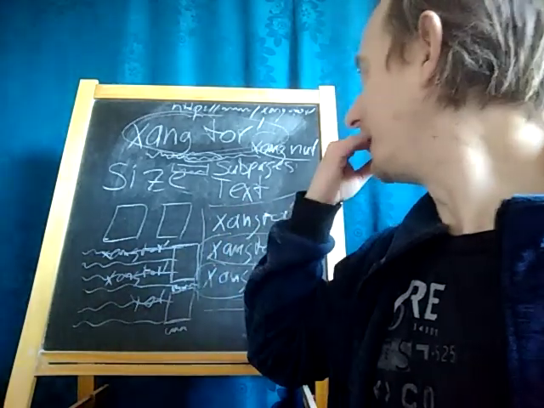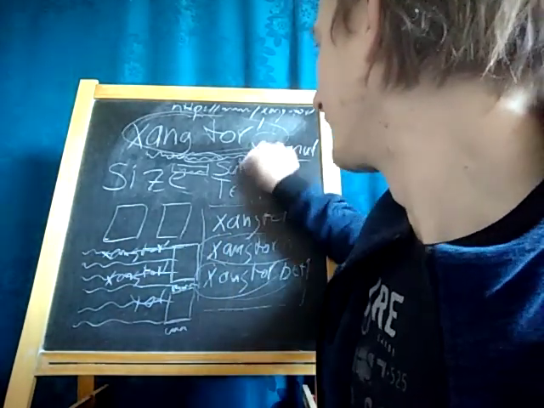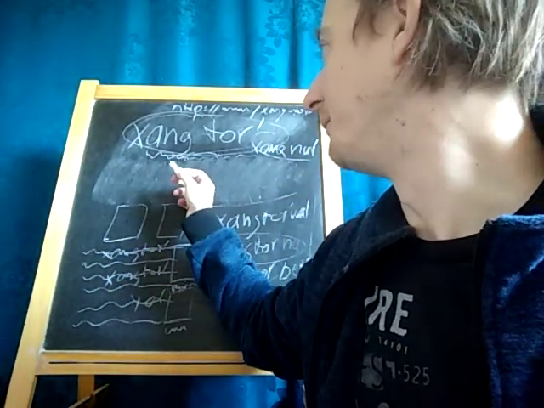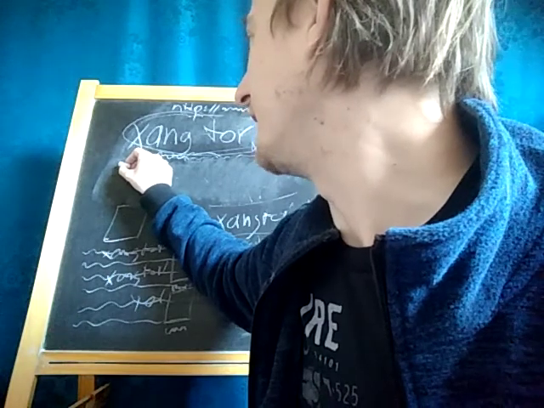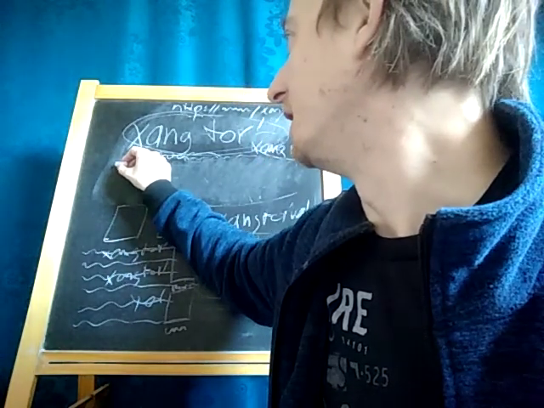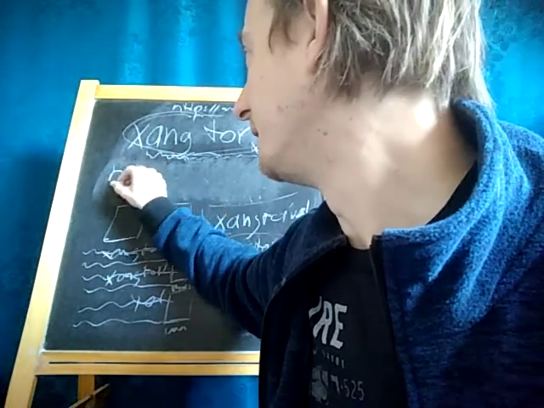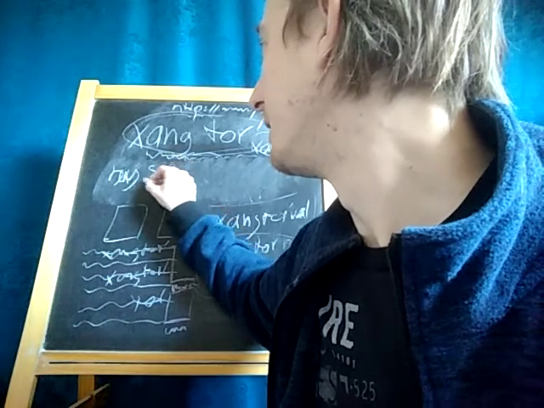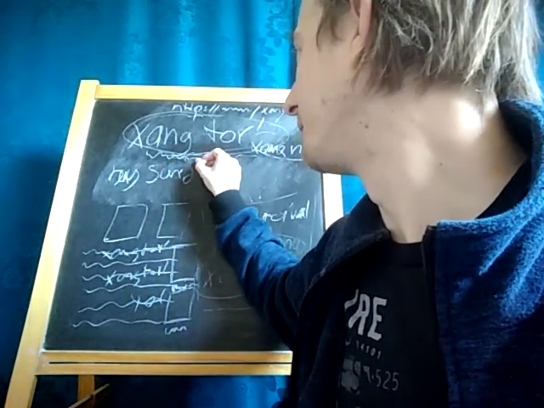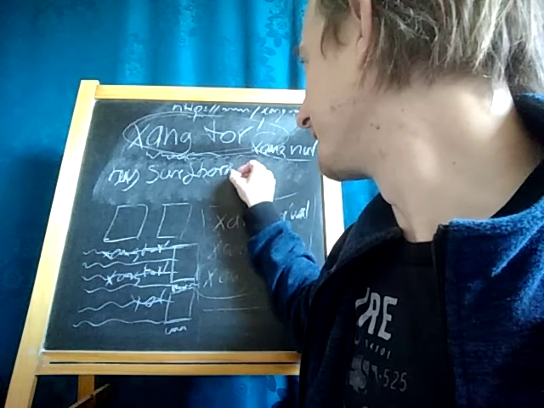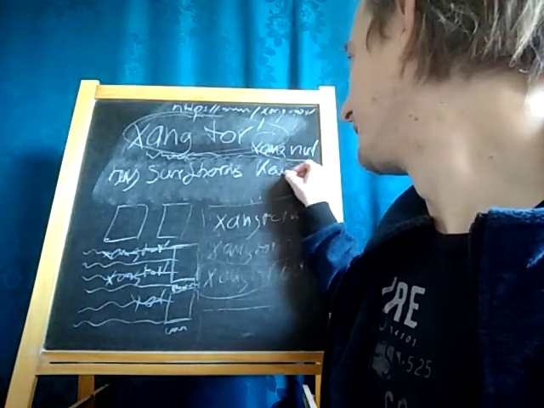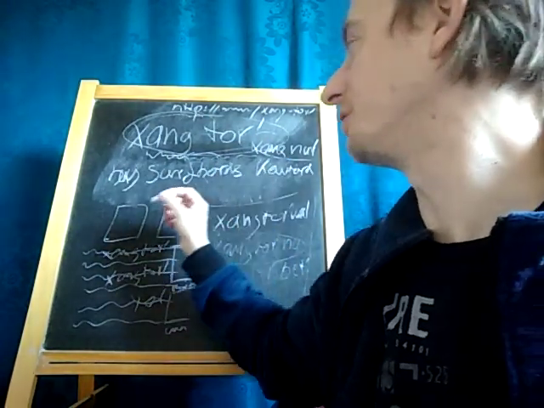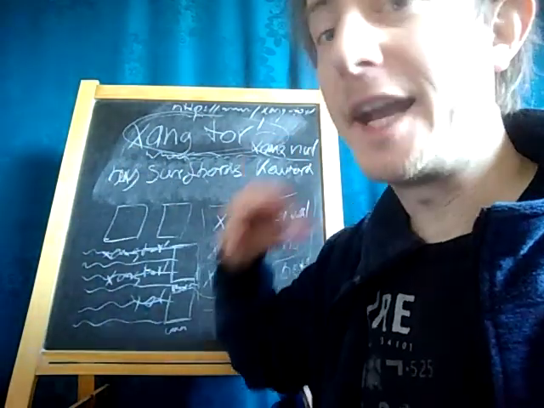So let's say you make up a good text. It consists of keyword sentences. Buy surfboards. Keyword sentences, Xantor in the sentences. Buy surfboards. Then advertising sentences.